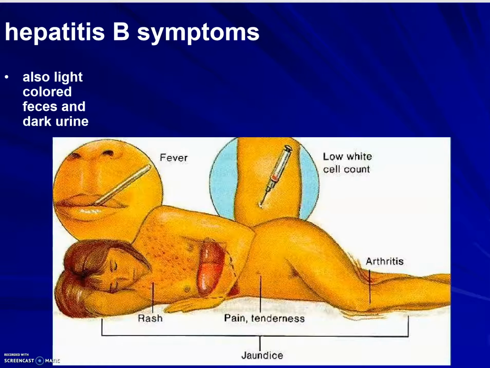So you're going to have a fever, the pain and tenderness in the abdominal area right around the liver area, so that would be what you see right here. The liver is inflamed. You may or may not have a rash, and then the yellowing of the skin, the jaundice.